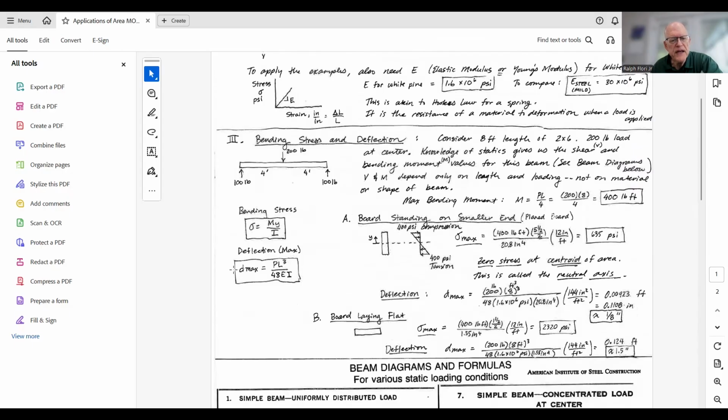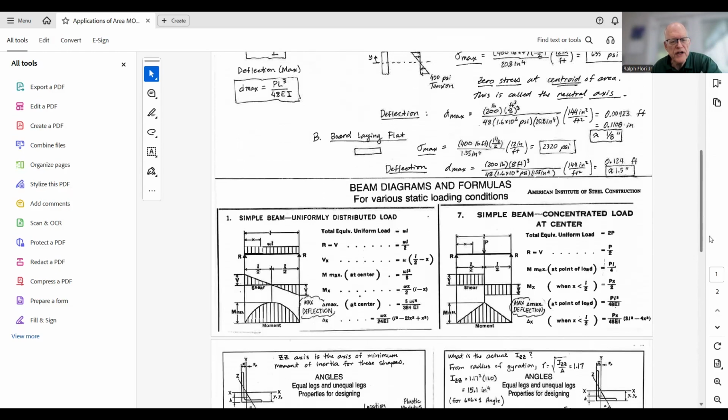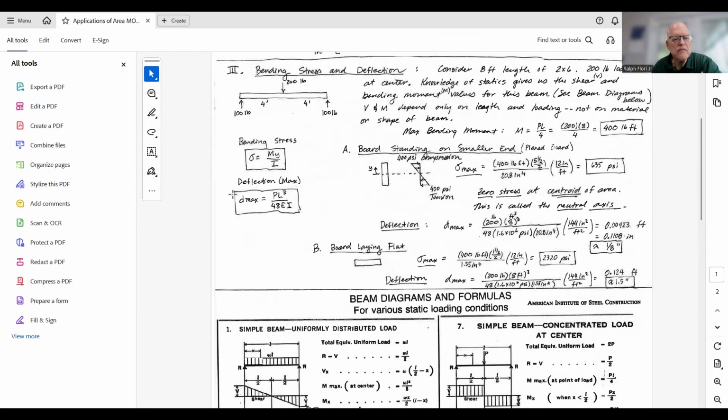Another interesting formula is the deflection in the middle of the beam. If you look at these beam tables, the shear and bending moment formulas, the maximum deflection is given here, and it's given here. It's hard to read, but the formula for a point load in the middle of the beam gives the maximum deflection in the middle, and it's equal to the load times the length cubed divided by 48 EI.